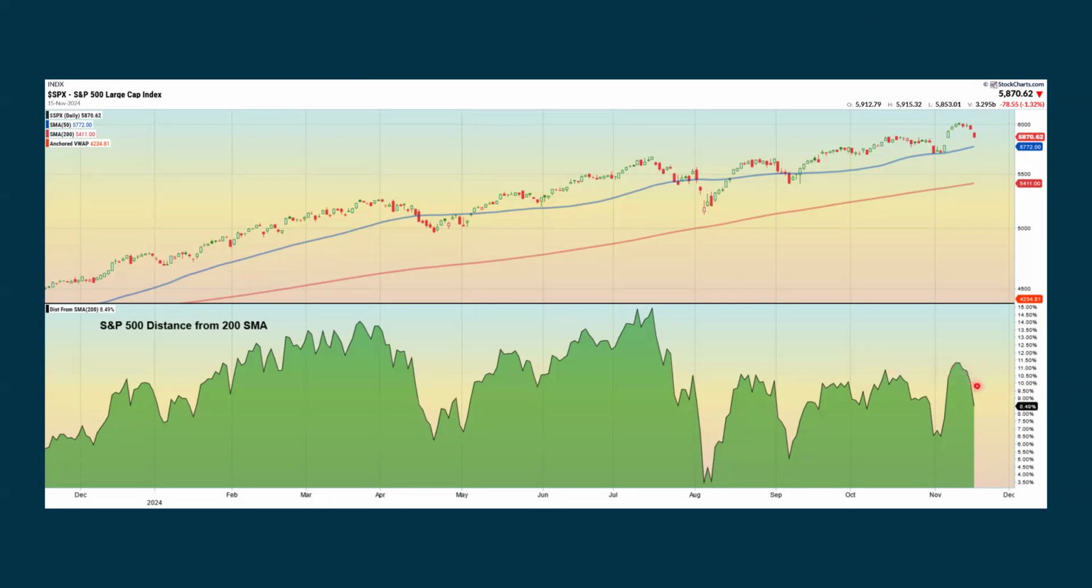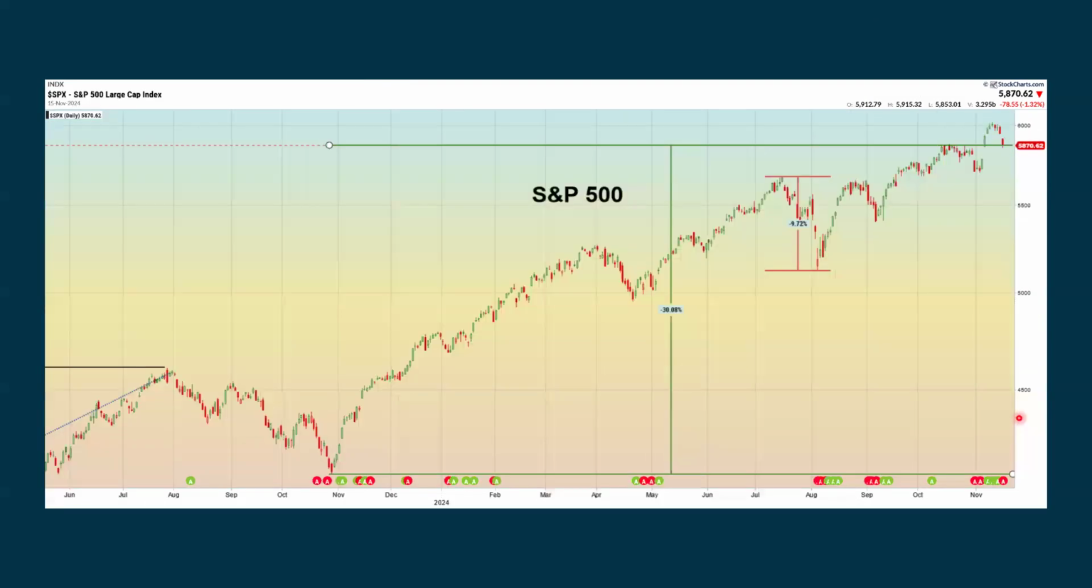And then we want to measure how far away we are from the 200-day simple moving average. We really came down this past week and we're 8.49% above the 200-day moving average. And this is kind of another attempt from the October lows up to where we're at now. This is coming in at about 30.